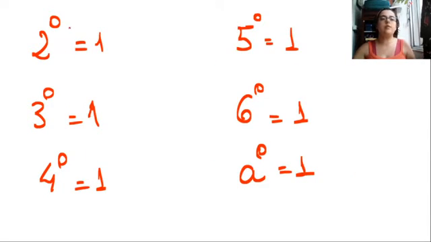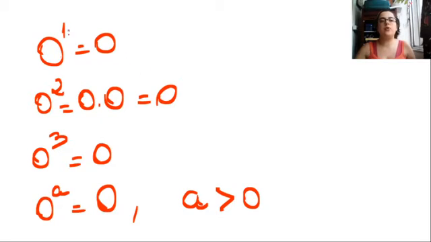Then 2 elevated to 0 is 1. 3 elevated to 0 is 1, 4 elevated to 0 is 1, 5 elevated to 0 is 1, 6 elevated to 0 is 1. So A elevated to 0 is 1 for any natural number that is higher than 0, okay? Then 0 elevated to 1 is 0, 0 elevated to 2 is 0 times 0, which is 0 as well. 0 elevated to the cubic is 0, so 0 elevated to any exponent is 0, okay?